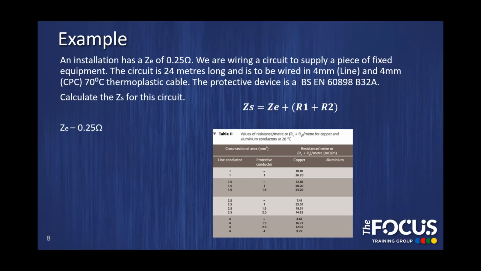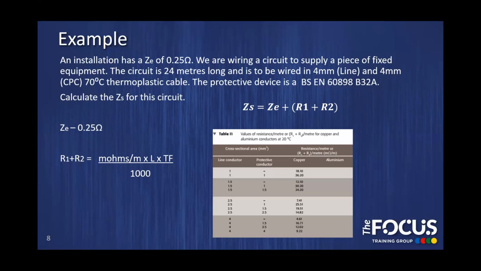The first part of the equation is easy enough to find. It is the ZE, and we are told that ZE is 0.25. It informs us that in the actual question. Next, we have to go about calculating the R1 + R2 value. We get that value by multiplying the milliohms per metre value by the length and multiplying it by the temperature factor. We also divide the value by 1,000 because the answer we get will be in milliohms. If we divide it by 1,000, it'll bring us up into ohms, which is a much more usable value.